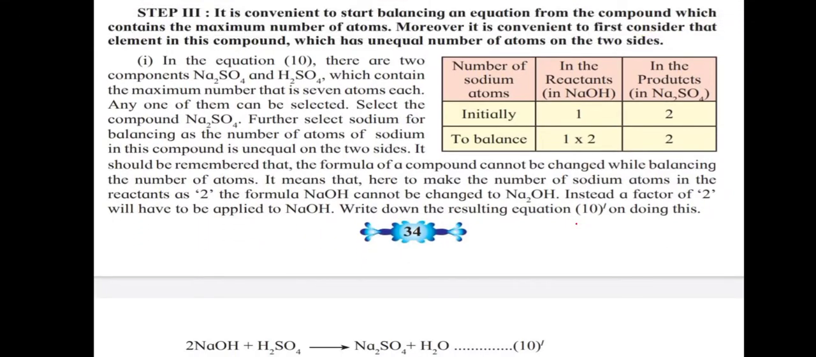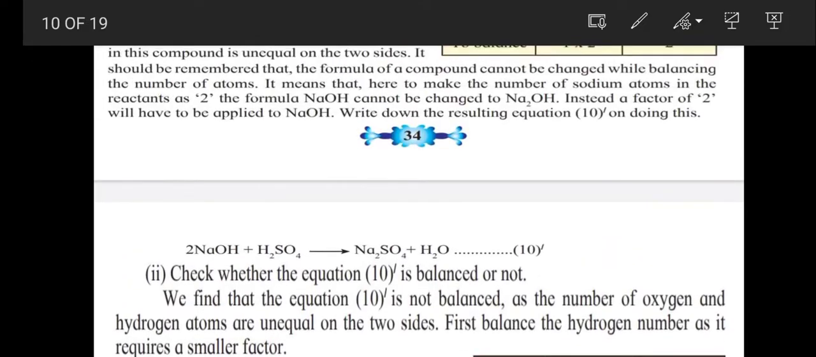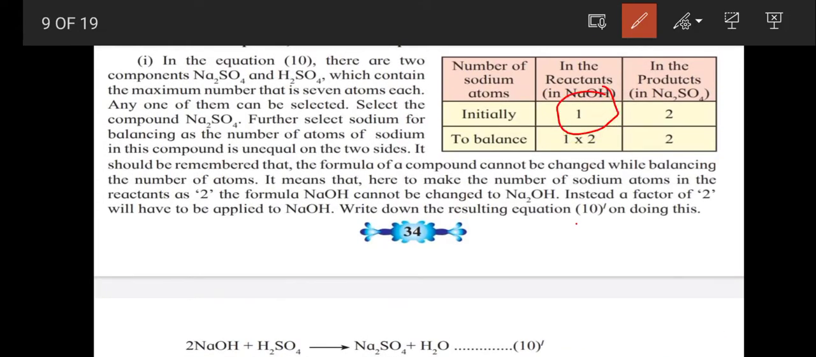So the next step is that it is convenient to start balancing an equation from the compound which contains the maximum number of atoms. Moreover, it is convenient to first consider the element in this compound which has an unequal number of atoms on both sides. Initially here one sodium atom is there on the reactant side, and in the product there are 2. Then to balance it you have to multiply by 2 on the reactant side, so it becomes 2. So here they are saying you have to take the 2 and attach it to the reactant side.